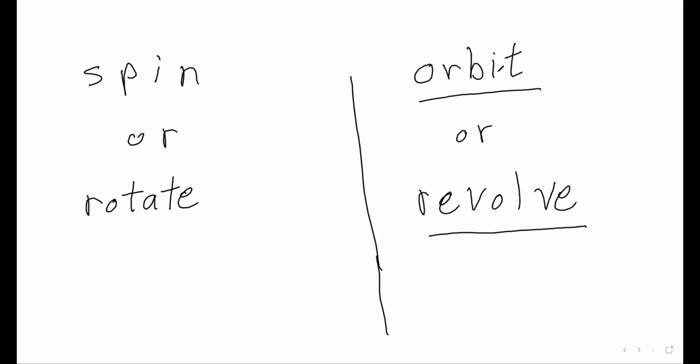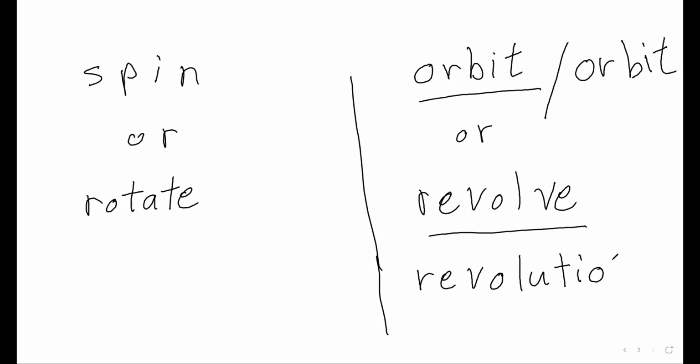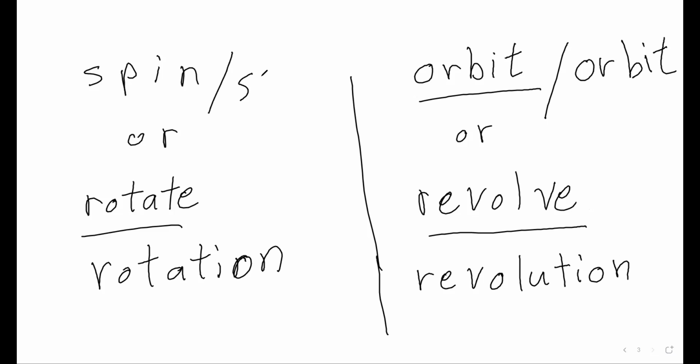Orbit comes as a verb or a noun. The noun is also orbit. Revolve is a verb, and the noun is revolution. Rotate, the noun is rotation. Spin, the noun is also spin. Okay, let's go to the study notes.